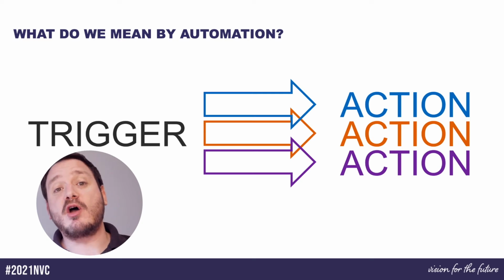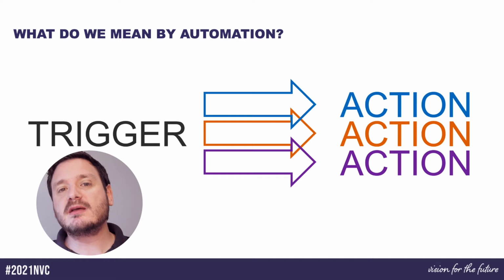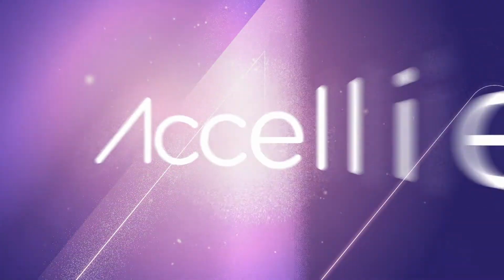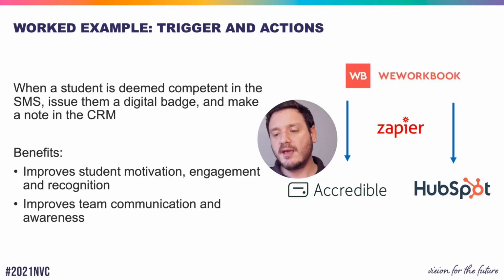There's theoretically no limit to how many actions you can take based on one trigger. So let's take a look at another example of where you might do multiple things in different apps based on one event happening. For this example, I'm going to enlist the help of a student management system we use called Weworkbook. It's really good. And I love Weworkbook because they've built a lot of API stuff. So that's the technical stuff in the back end that allows for these kind of connections to happen.